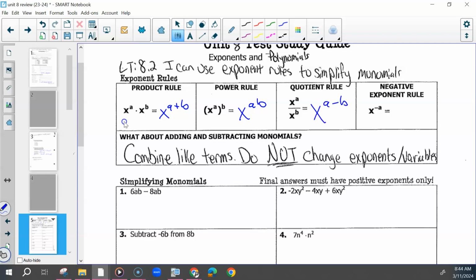The negative exponent rule: if you have a negative exponent, take the base, flip it, and make the exponent positive. And the 0 exponent rule: anything to the 0 except your special cases equals 1.